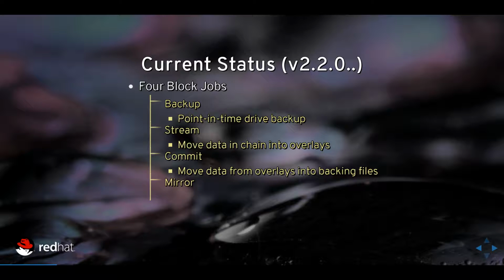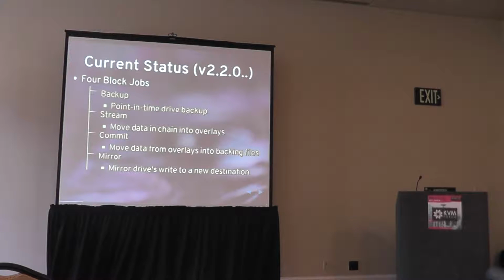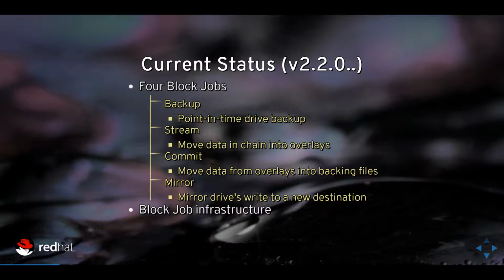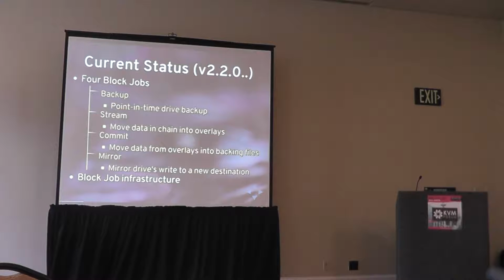Then we have block mirror as our last block job. And as it sounds like, we mirror drive writes to a new destination, and we can mirror just new writes, or we can mirror all the data. And we'll also cover, in addition to those 4 block jobs and highlights of what's gone on with those, some of the block job infrastructure changes and things to do in the future here.